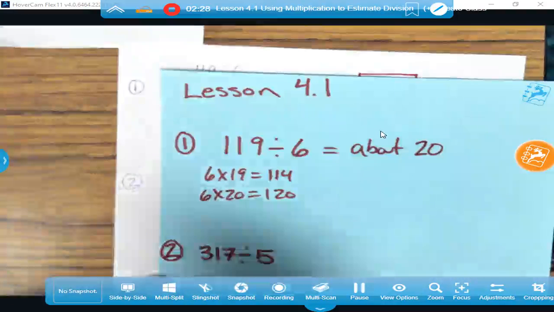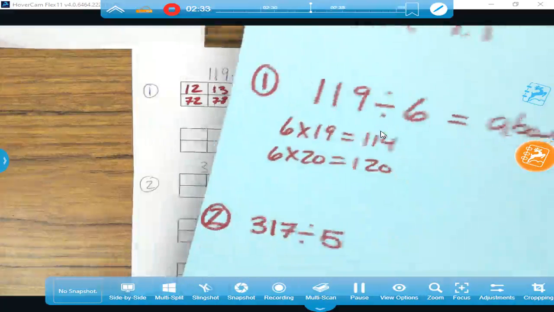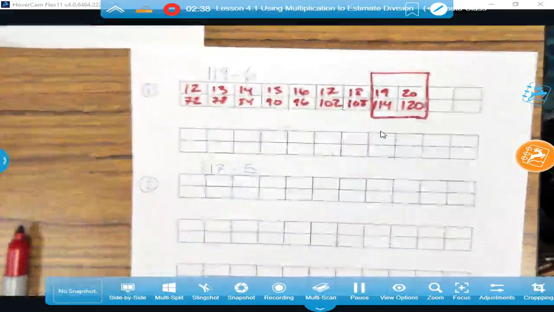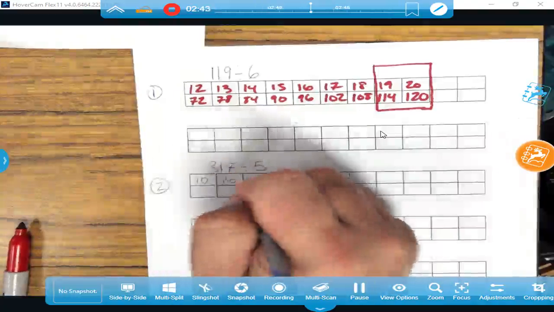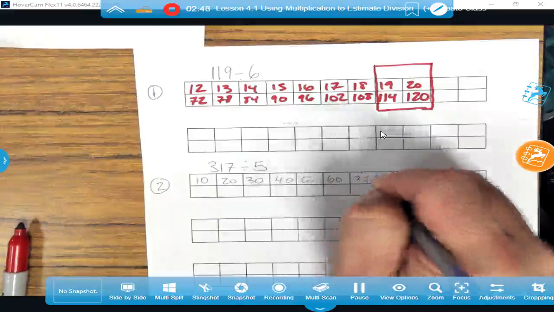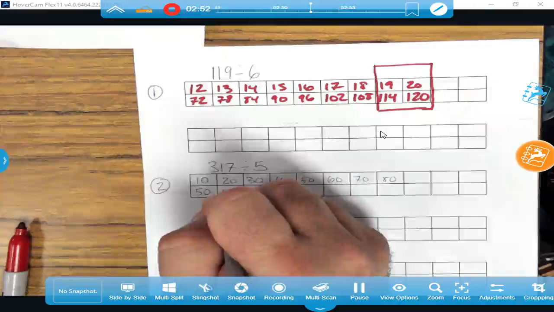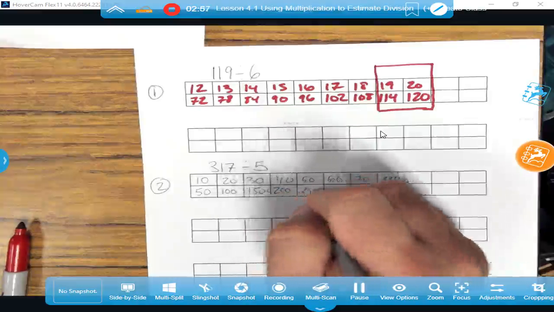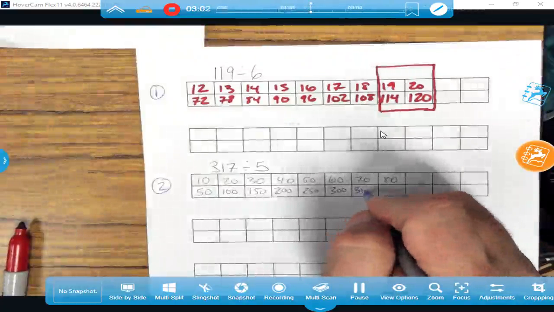20. Okay, now when we use a bigger number, we're going to jump up and multiply by tens instead of ones. So I have this one written down right here as well. We're going to start with 10, 20, 30, 40, 50, 60, 70, 80. So 5 times 10 is 50, 100, 150, 200, 250, 300. Oh, I'm getting close. And this one's going to be 350.